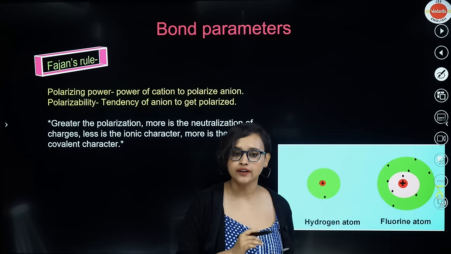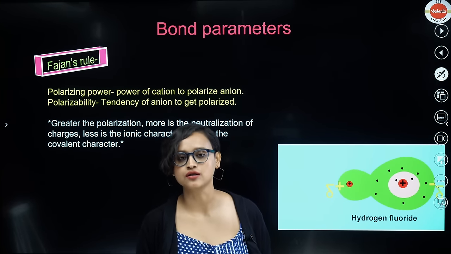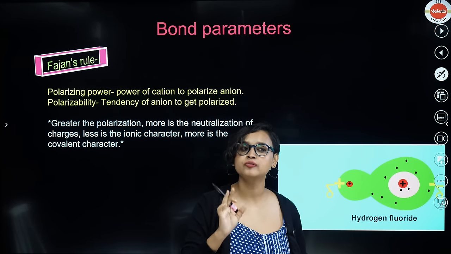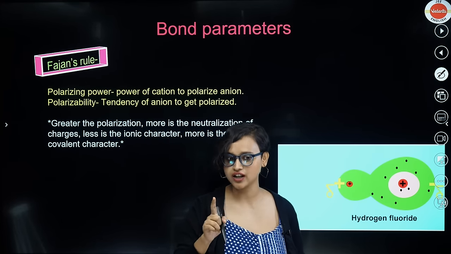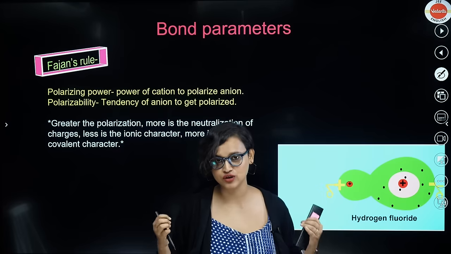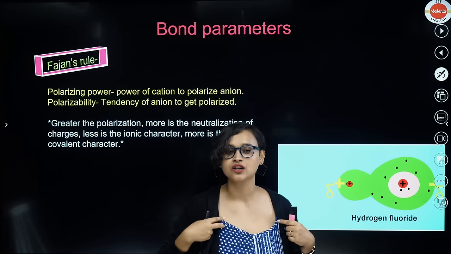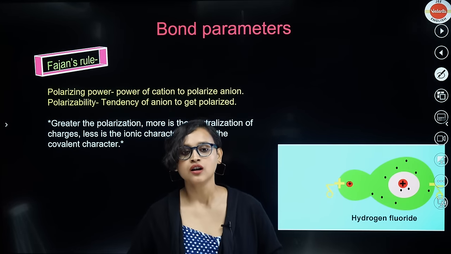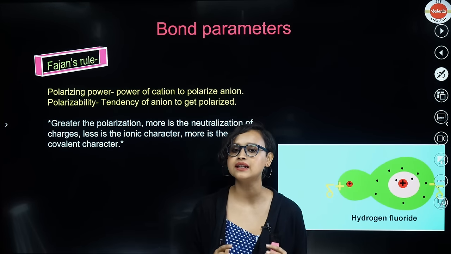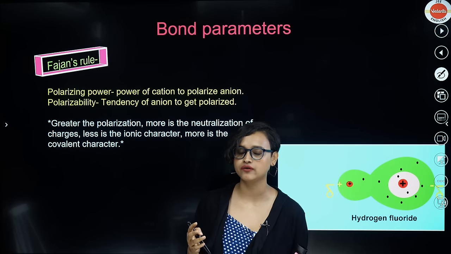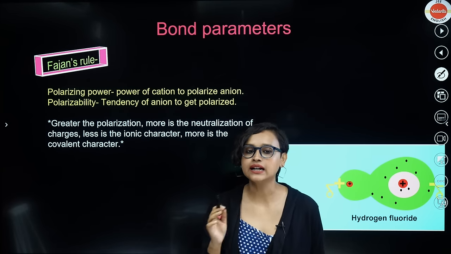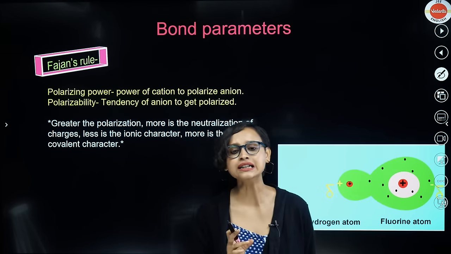All right, now moving on, there is something else also. Now we come to something called Fajans rule. Everybody, in India, a lot of people call it Fajans rule. Please understand, it's not pronounced that way. It's called Fajans rule, J is pronounced as Y. Before we get to Fajans rule, you have to understand the polarizing power and the polarizability. What are these terms? Let's understand.